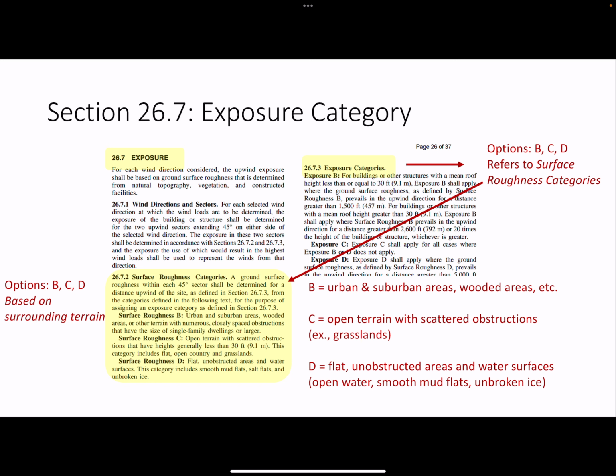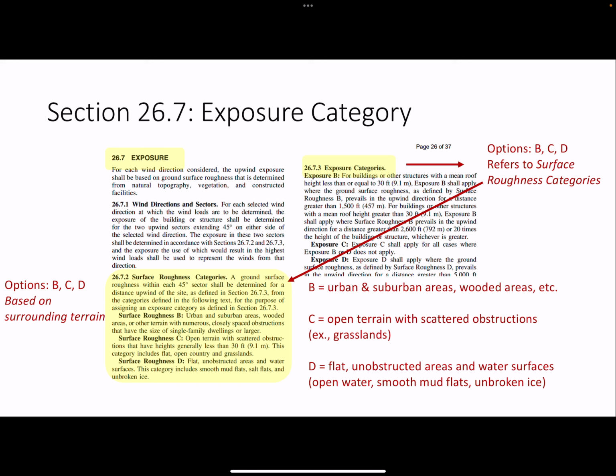Basically what it comes down to is category B represents urban and suburban areas, wooded areas, things that have a lot of closely spaced obstructions. C represents open terrain with scattered obstructions, for example, grasslands. And then category D would represent a flat, unobstructed surface like open water, smooth mud flats, unbroken ice, things like that.